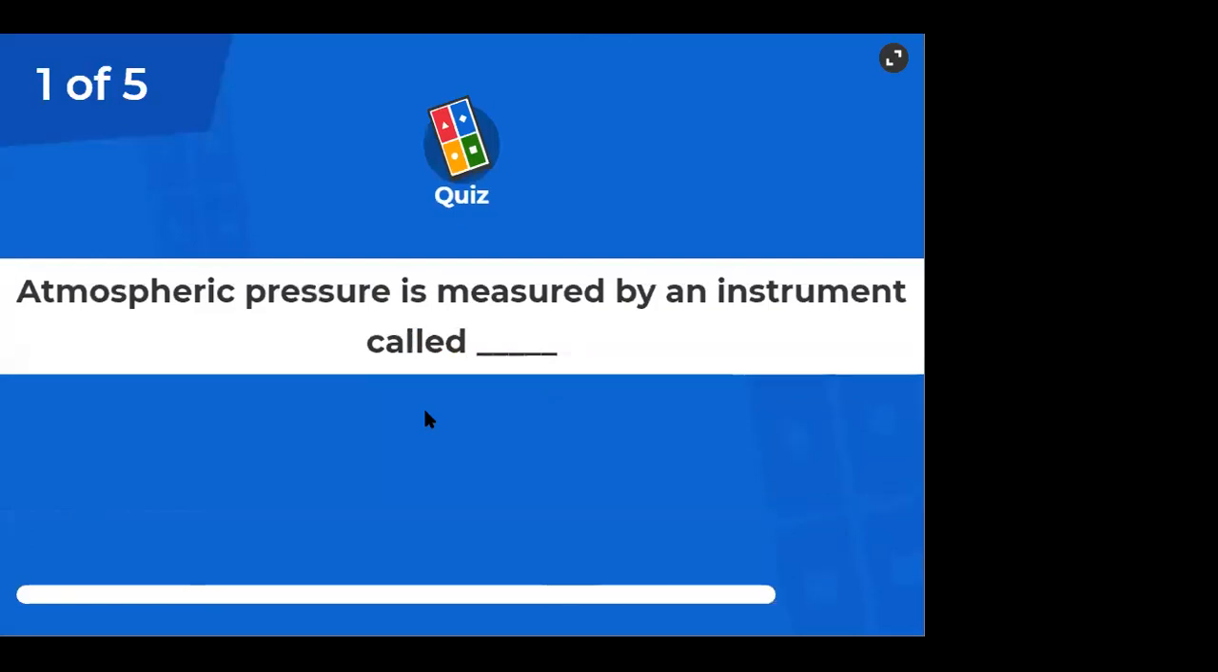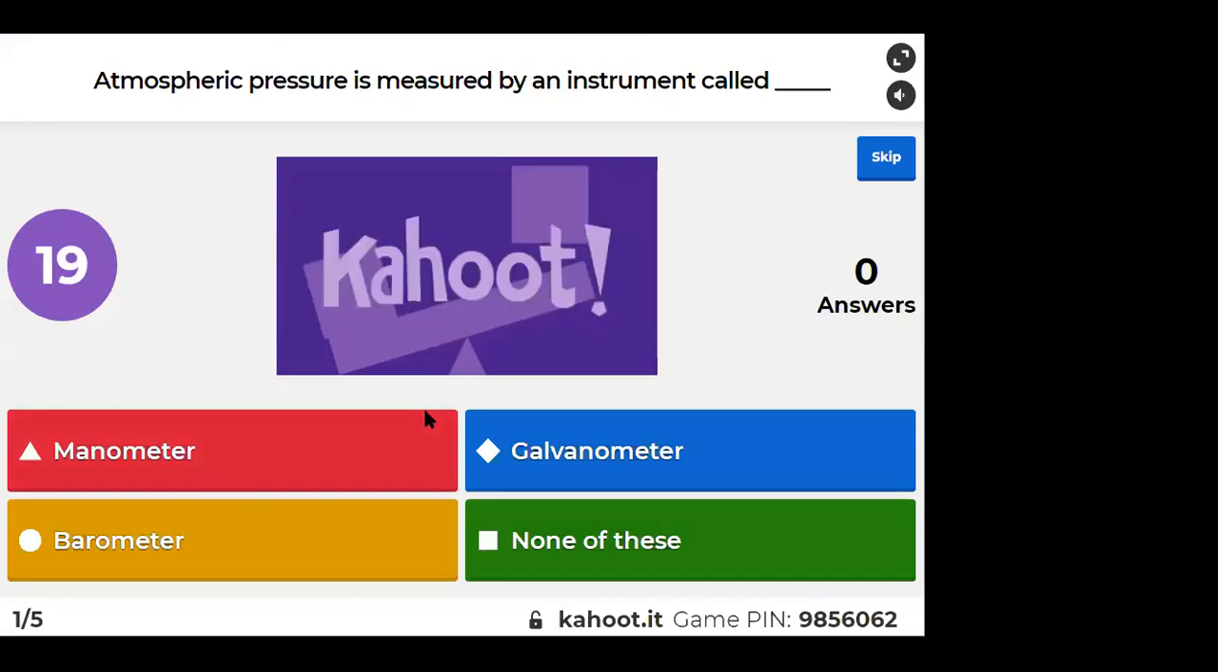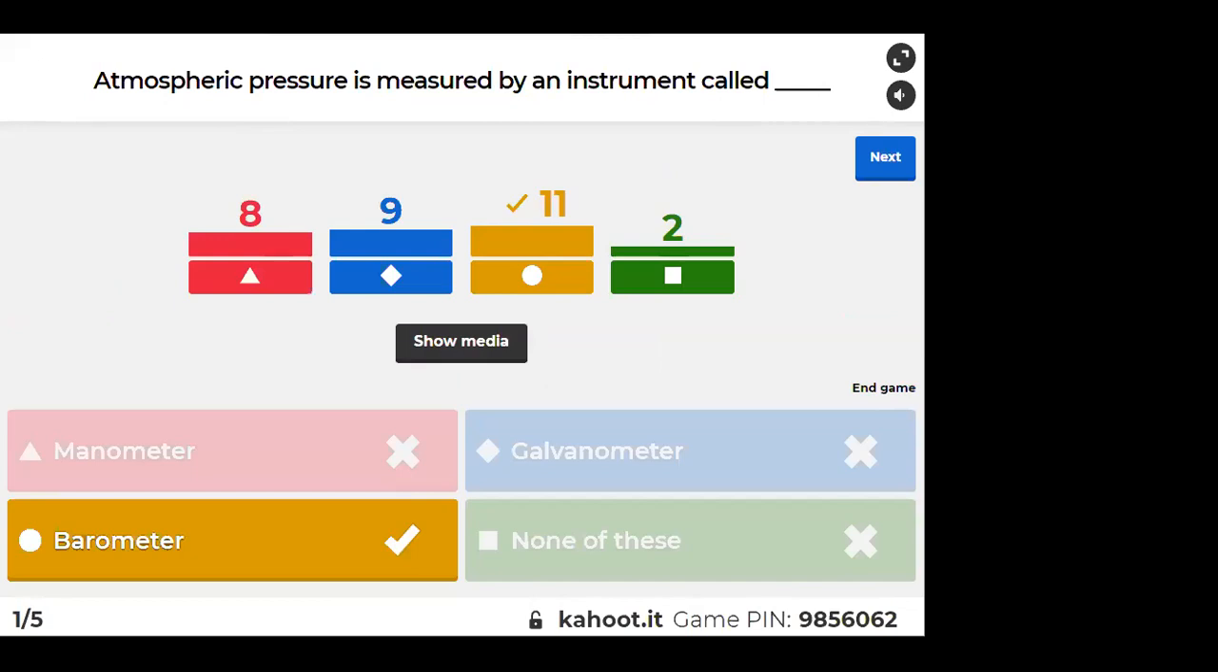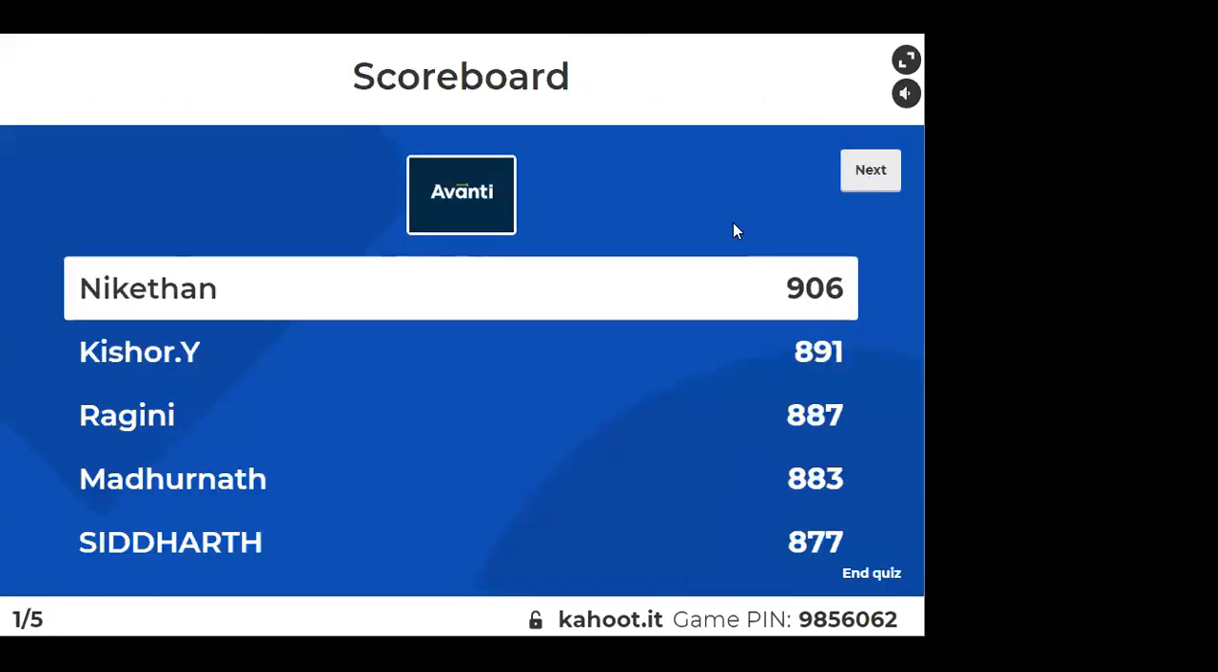Atmospheric pressure is measured by an instrument called... theory. We will study this in the next class. What is the answer? Very good, Brinda. Yes, it is barometer. So barometer is used to measure atmospheric pressure.